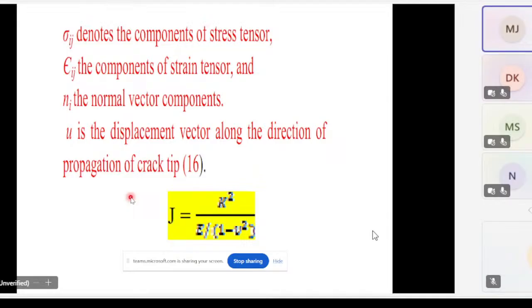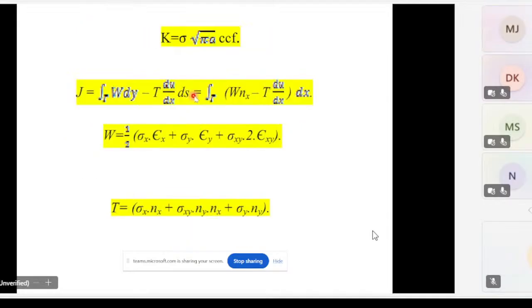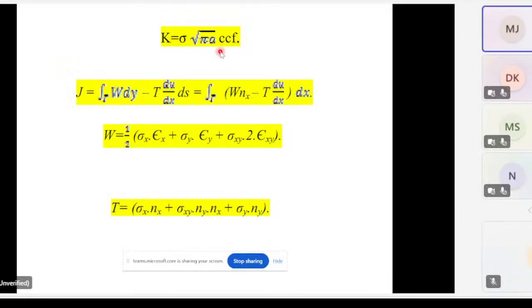Good, very good. You see that this is the linear elastic fracture toughness. Sigma is the applied stress, which you are applying from outside. And then pi and this A is the crack. When the crack length is 2A, normally we say that A is the half crack. So this is the formula, and this is the correction factor. Forget about it, that's a constant.